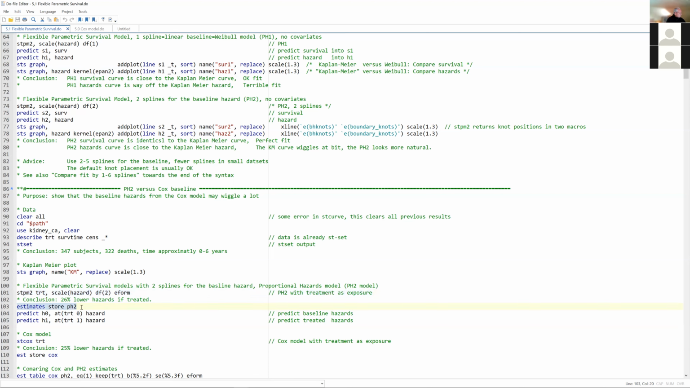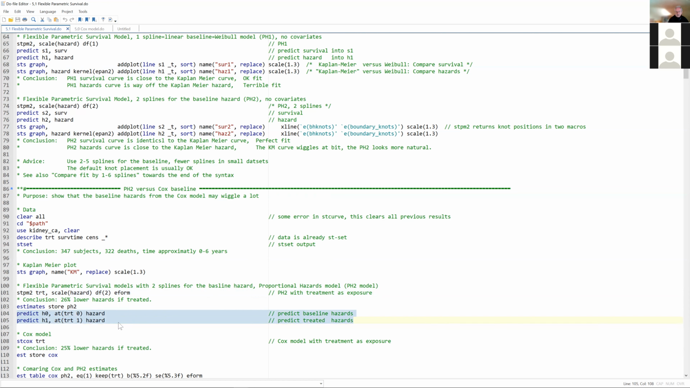And I will also predict the hazards. So I predict h0 at treatment equal to 0, and that's the hazard. So that will be the baseline hazard. And then h1 is for the treated group. So this will be the baseline of the hazards for the untreated and the treated.